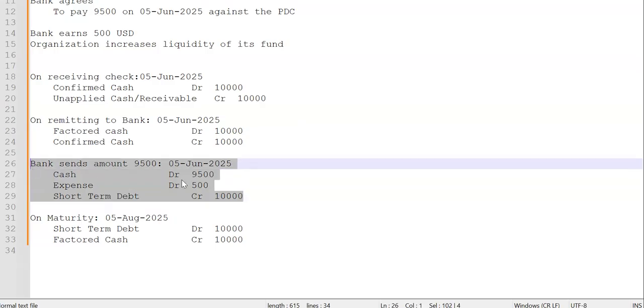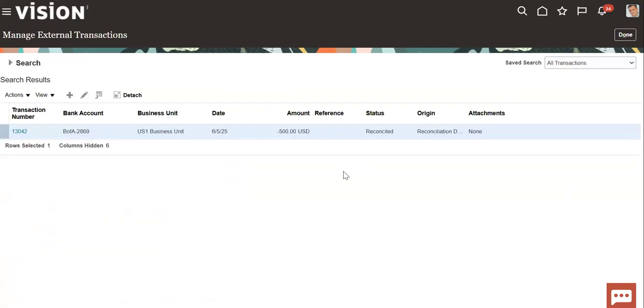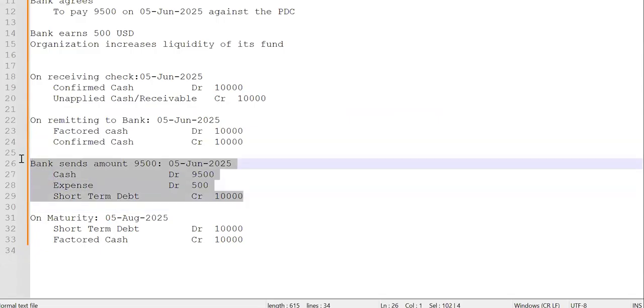This particular step is done in Fusion Finances. Since it's understood, I'm not doing the accounting right now. Now the next step. I think we are clear so far. It's matching as we discussed in our business case.